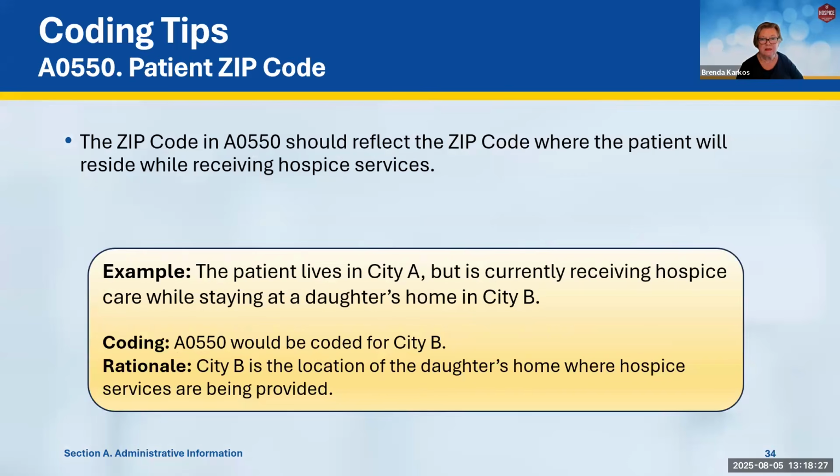Now, on this slide, there's an example in the yellow box. The patient lives in City A but is currently receiving hospice care while staying at a daughter's home in City B. You would code City B for the zip code, since this is where the hospice services are being provided.